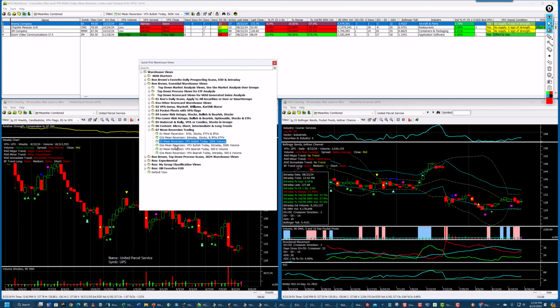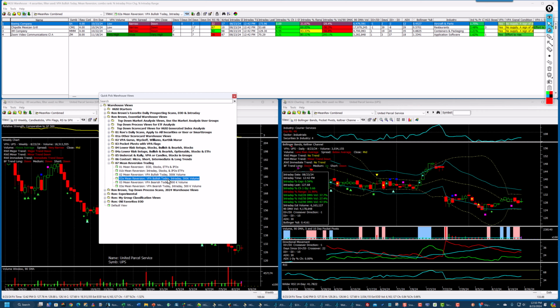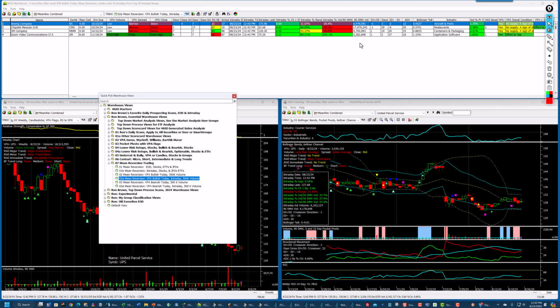Now I'm going to go into the mean reversion VPA bullish today, which are yesterday's signals. And this is end of day, and here's intraday, and you can see that these are all up intraday after having been down, some of them down yesterday. So intraday, and let's just take a look here.